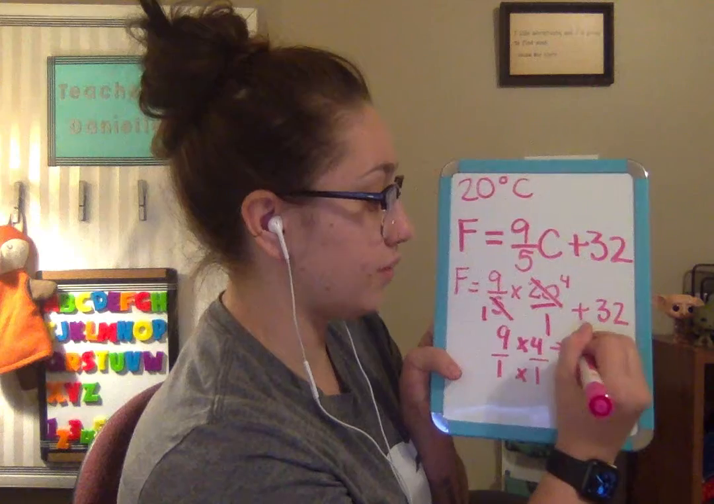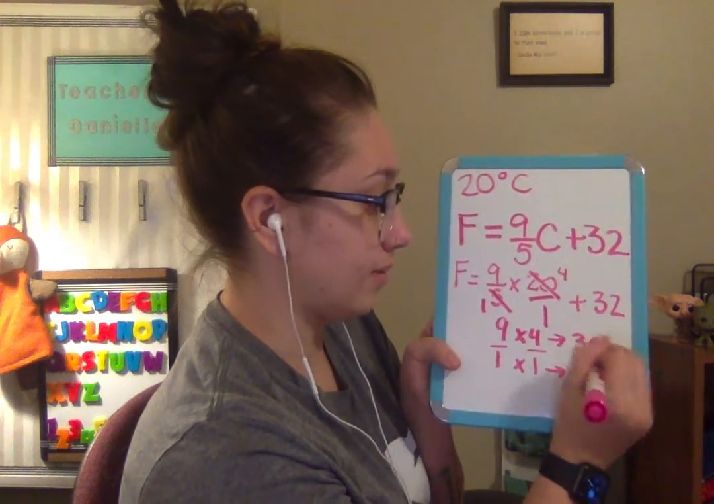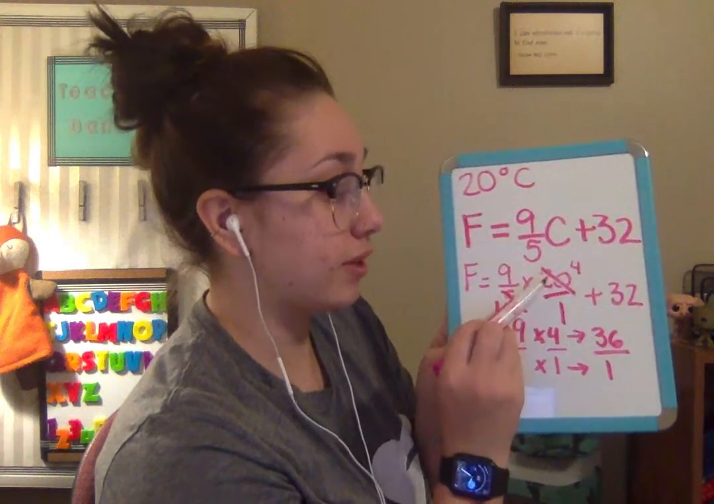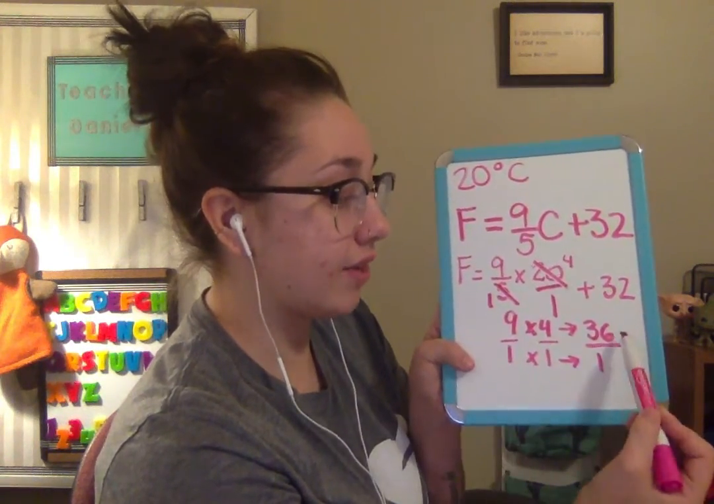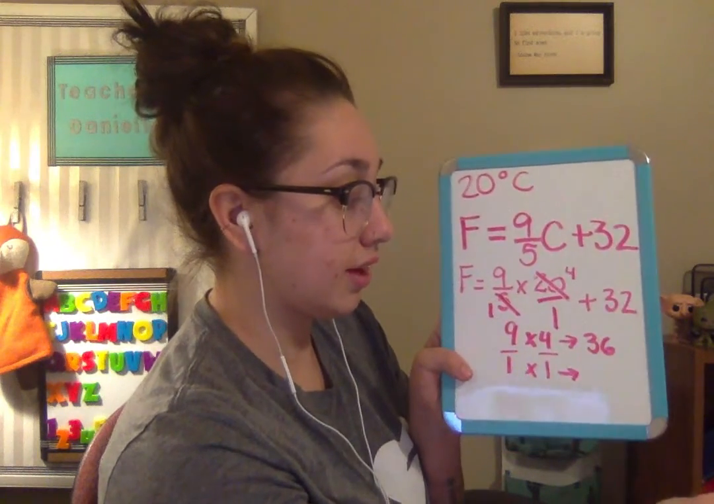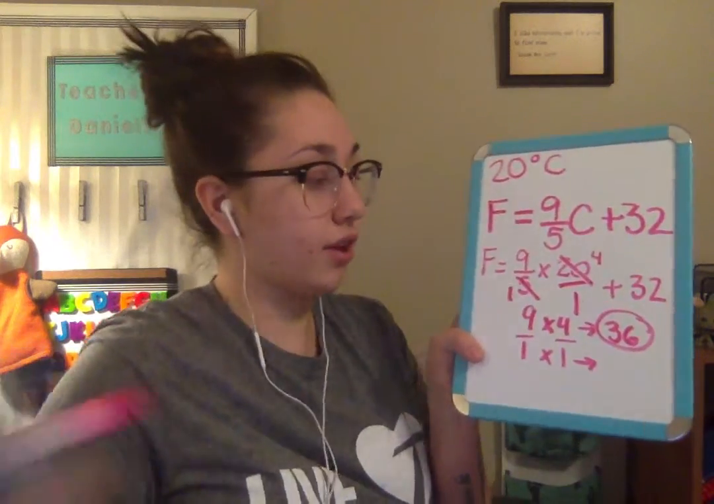So 9 times 4 is 36, and 1 times 1 will always be 1. So now I have 36 over 1. And like I did up here with my 20 over 1, I know that anytime I have a number over 1, I can just take away my bar and my 1, and my whole number is 36. So now we've gotten through the hard part.